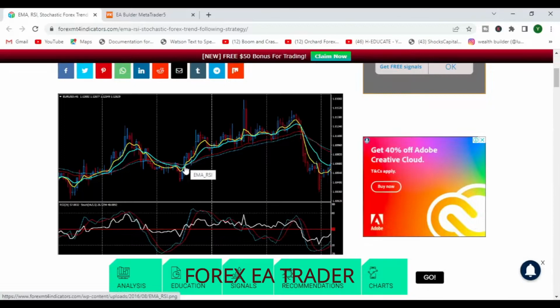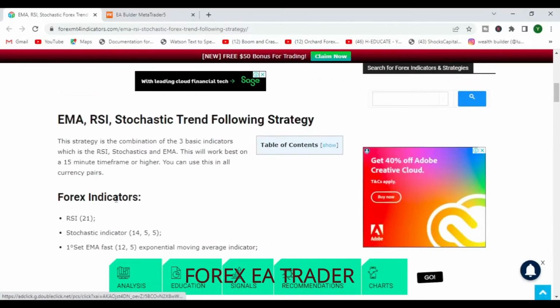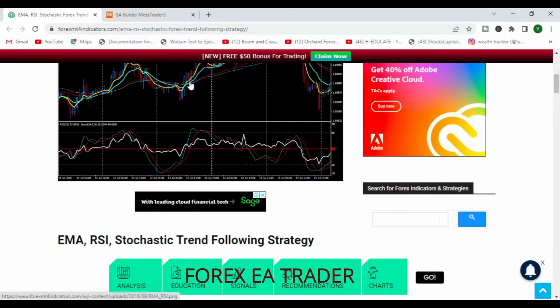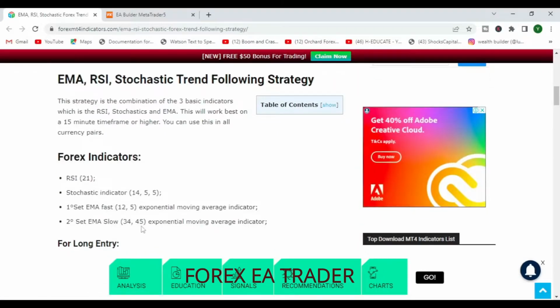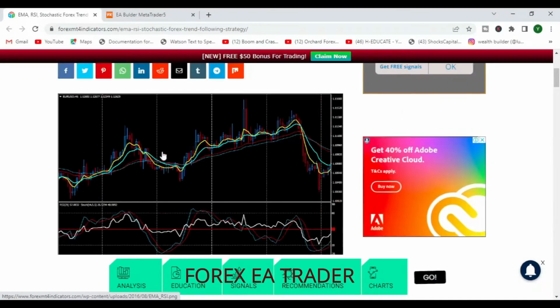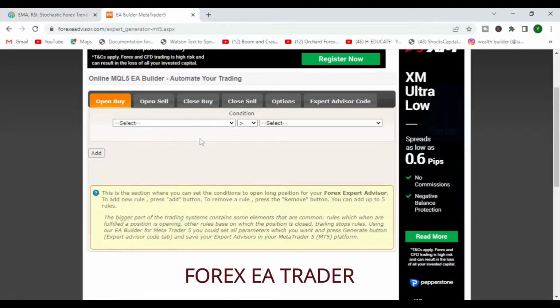The buy condition where we have the 5, is it the 5? The 5 above the 12, and the 34 above the 45. Yes, as well as stochastic coming in above the 20 line, and I think RSI above 50. Okay, so that's how we are going to set our buy. Let's go and see how we do that.